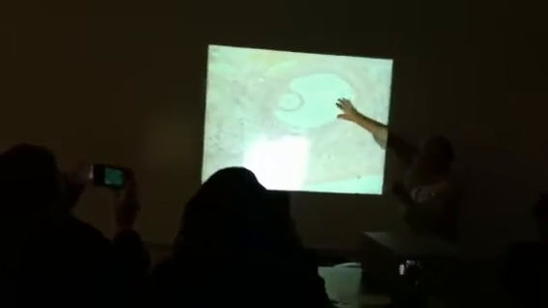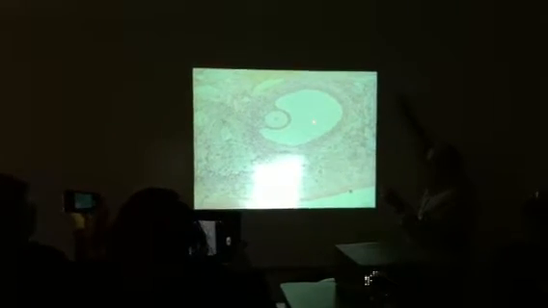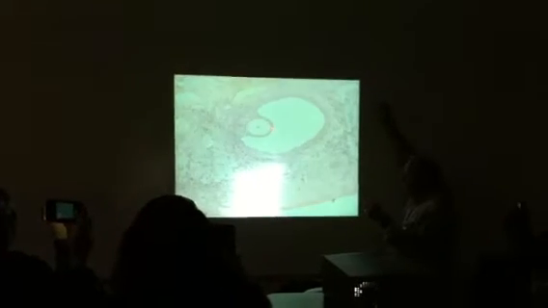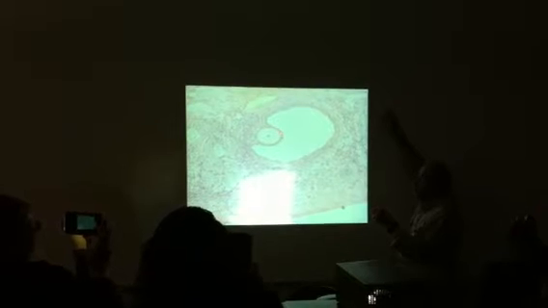Graafian follicle, the whole thing. It's ready to ovulate. Now, this area right here is called the antrum, A-N-T-R-U-M, antrum of the follicle. This layer of cells right there is called the corona, like the beer.